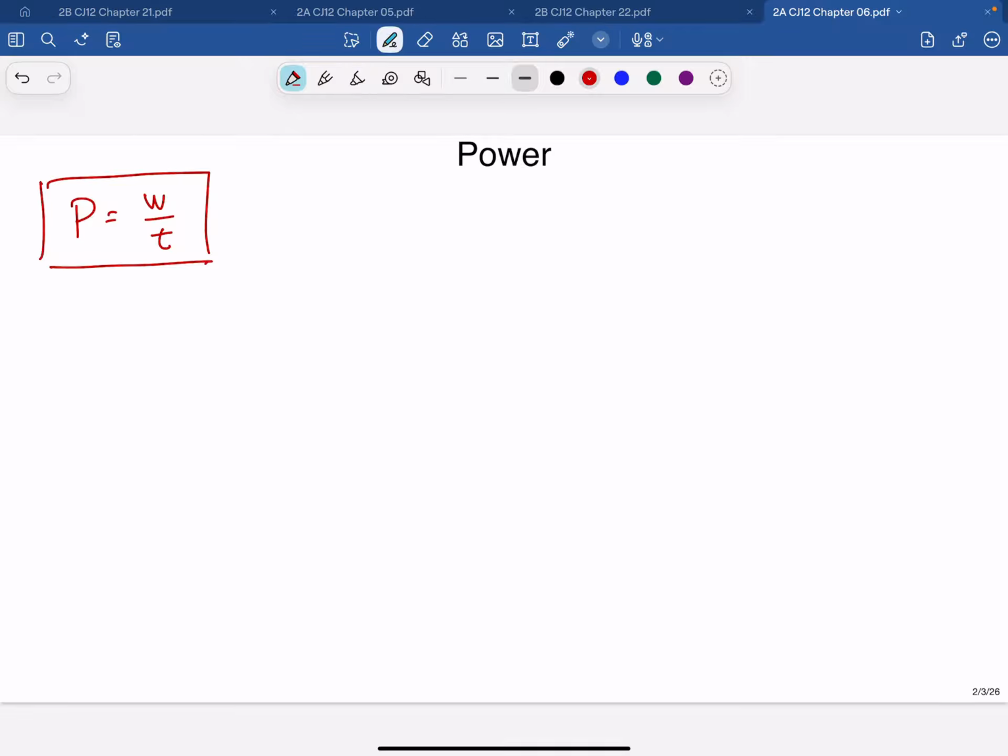Now, because energy and work have the same unit, you can also say that this is a change in energy in time. So both are fine, right? You know the unit for this one. What's the unit of power? Watt. It's watts. And you've probably run into that based on your phone charger.